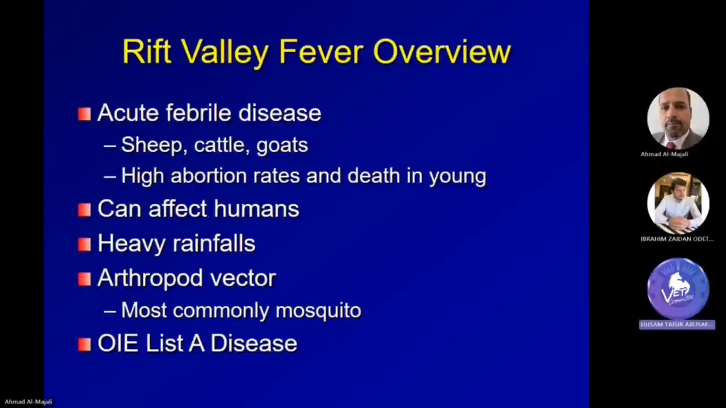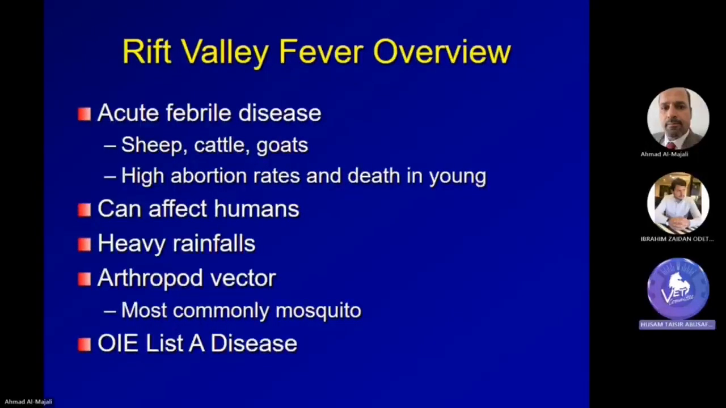So this is an acute febrile disease. It affects sheep, cattle, and goats. It affects camels as well. It causes high abortion rate and deaths in young animals, even in adult animals. It is a very important disease when it comes to humans. This disease can cause death in humans. This is an infectious disease, a zoonotic disease. So the zoonotic aspect of this disease you need to study and review, basically.